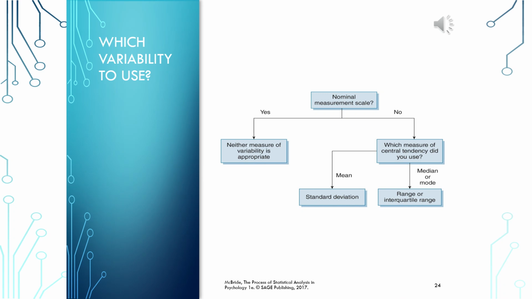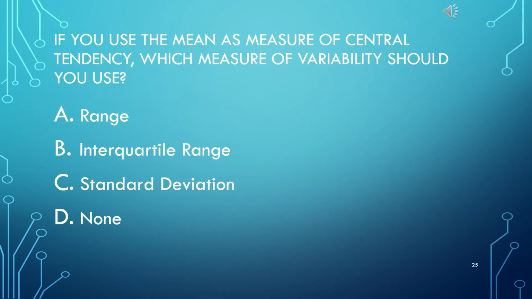If you're ever in doubt, here's a really nice flow chart that shows you which measure of variability to use based on your data. If you use the mean as your measure of central tendency, which measure of variability should you use? That's going to be the standard deviation. So anytime you see mean, you should think, I'm going to also report the standard deviation. If you use median, then most of the time people are going to use interquartile range. And if you have nominal data, you don't have anything. You can report the mode, and there is no measure of variability that you would report for that.